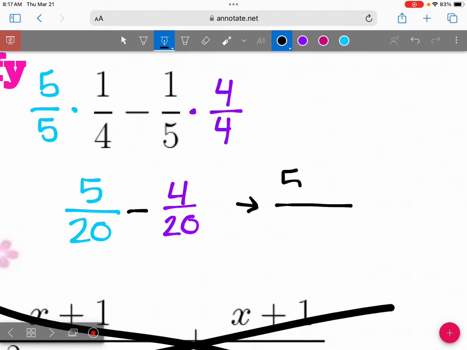What that means is we can take those numerators and subtract them. 5 minus 4 over 20. Well, 5 minus 4, that's just 1. So the difference between 1/4 and 1/5 is 1/20.